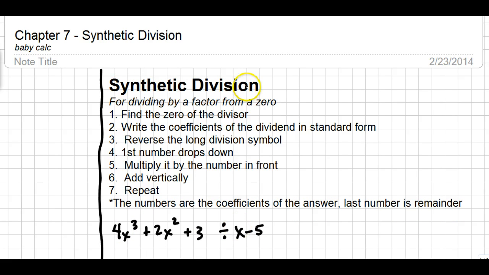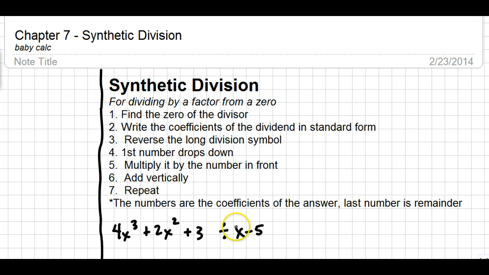You can only use synthetic division when you're dividing by a factor that looks like, for example, this one here. If the factor we were dividing by was 2x minus 5, we would not be able to use synthetic division. You can only use synthetic division in place of long division if the factor came from a 0. In this case, our factor is x minus 5, so the 0 it would have come from was the number 5. So if you can write a factor as x minus that number, then you can use synthetic division for that procedure.